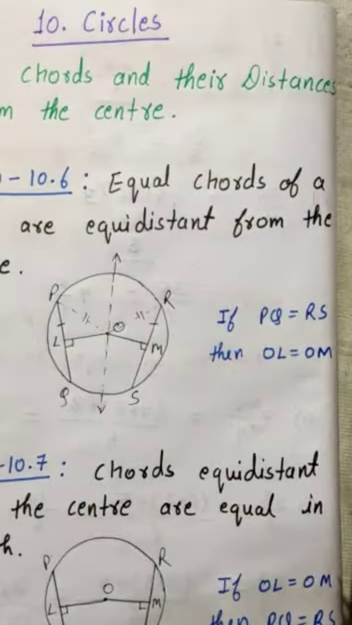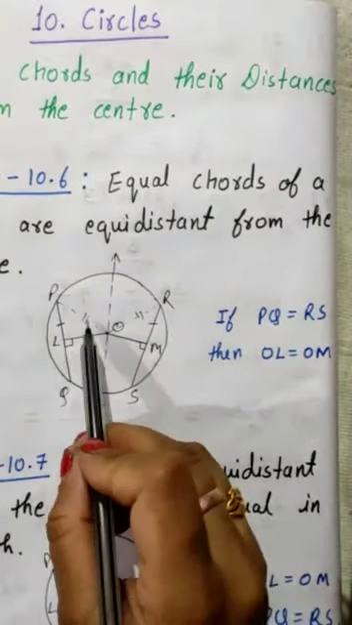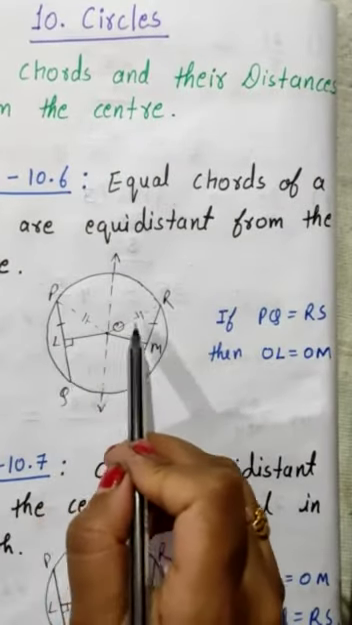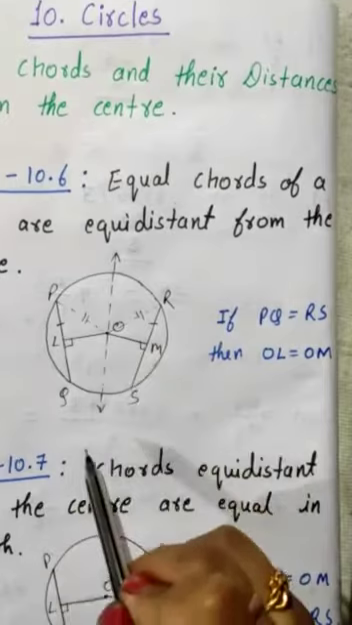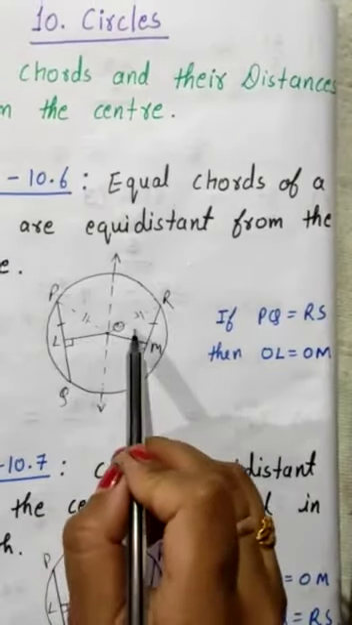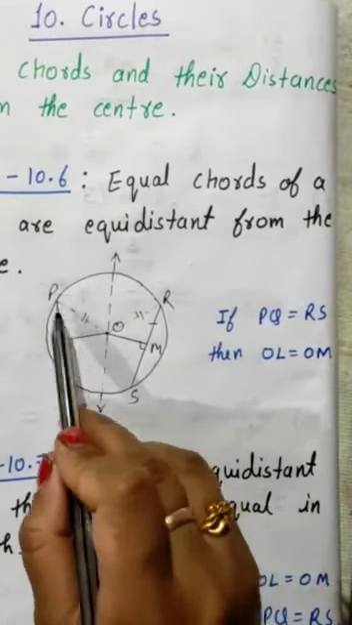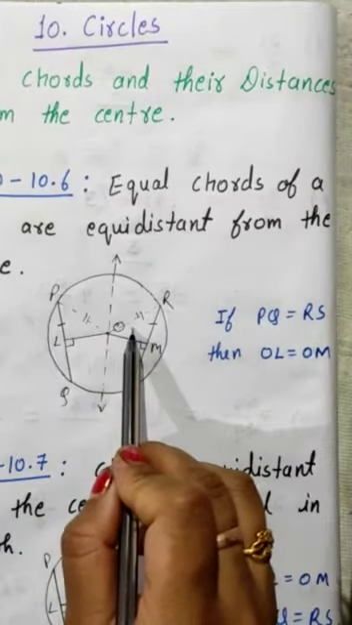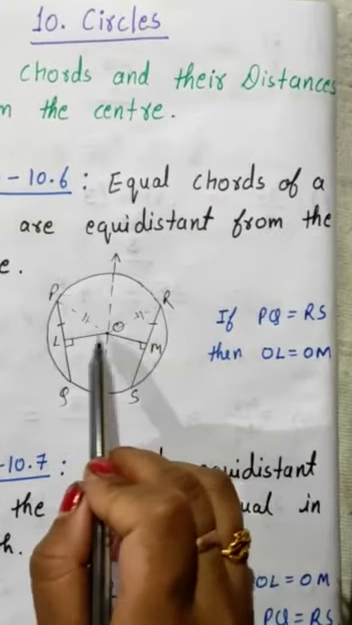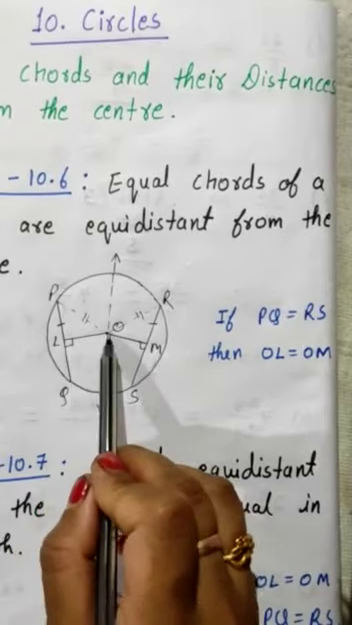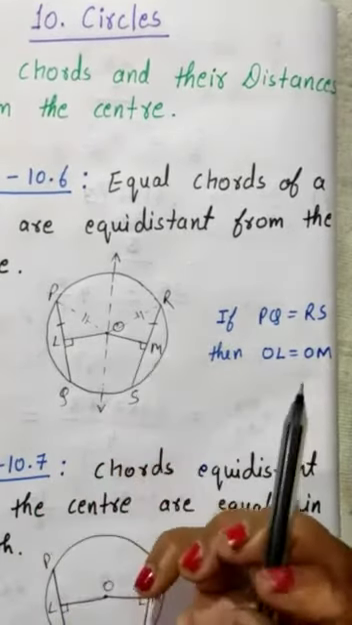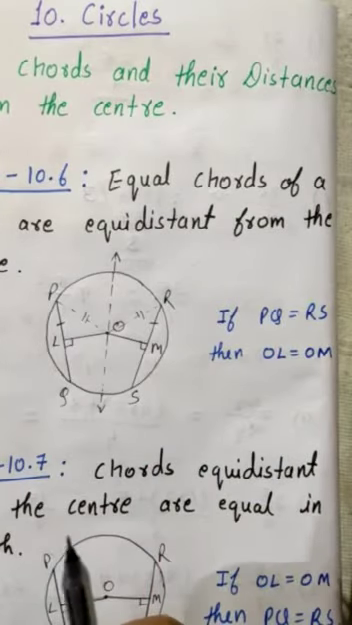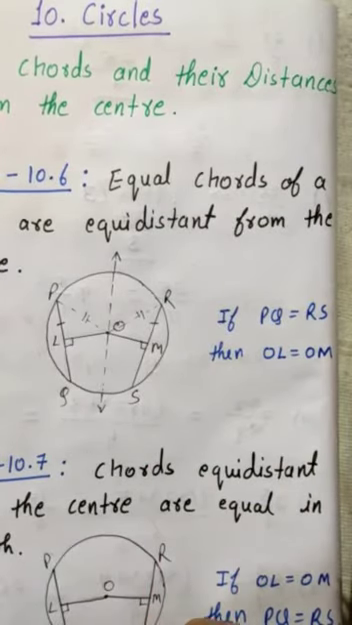What is the reason behind this? These are the two radii of the same circle. This angle is equal to this angle, each 90 degrees. So these two triangles are congruent by right angle, hypotenuse, side. So by RHS these two triangles are congruent, and then you can prove that OL is equal to OM by CPCT. Okay, so this is the proof. Simple it is. If time requires, then I will give you the proof in detail also.